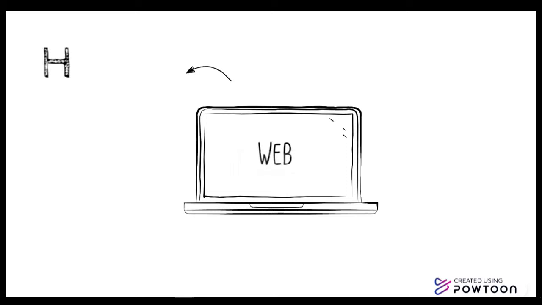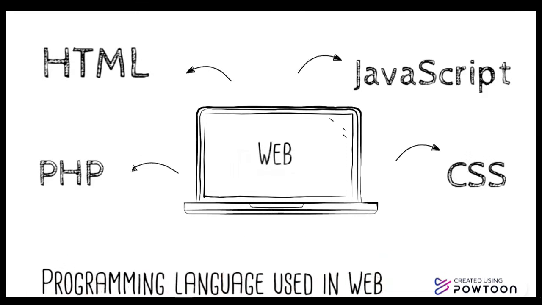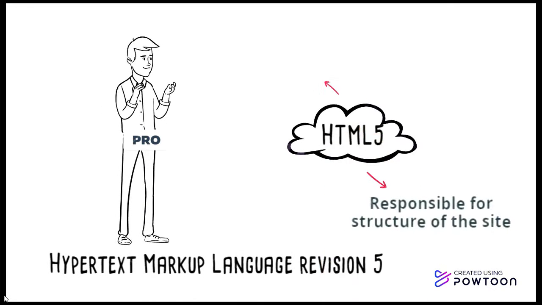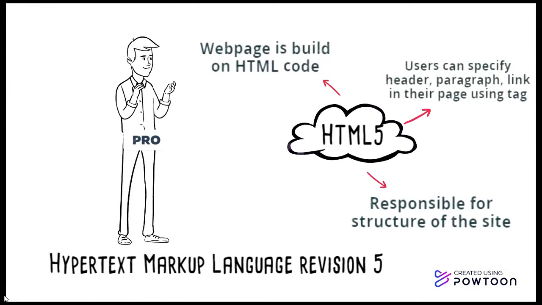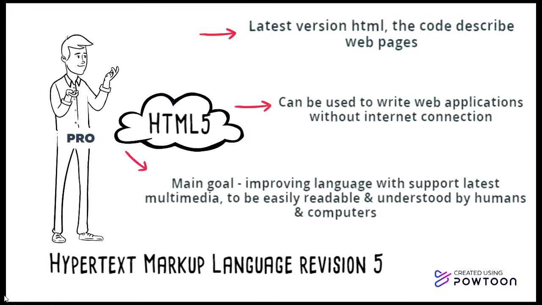Programming languages used in the web are HTML, JavaScript, CSS, and PHP. HTML is responsible for the structure of the site. The web page is built on HTML code. The user can specify the header and paragraph in their page using tags. HTML5 is the latest version of HTML that can be used to write web applications without an internet connection. Its goal is to improve the language with support for the latest multimedia, to be easily readable and understood by humans and computers.